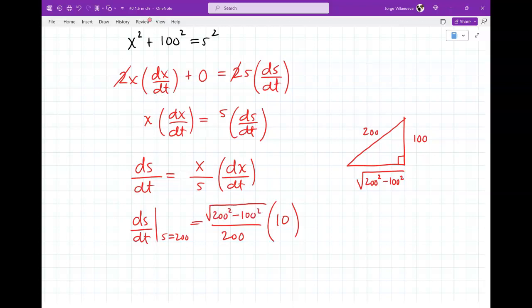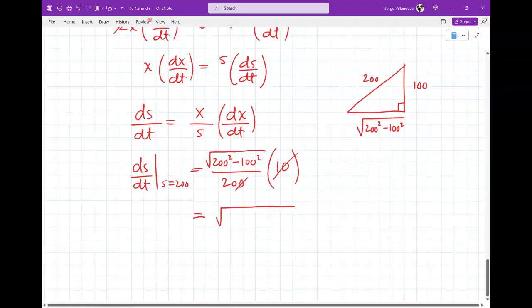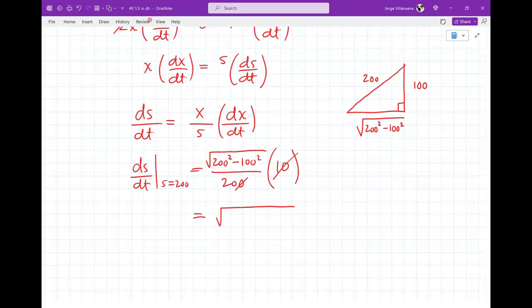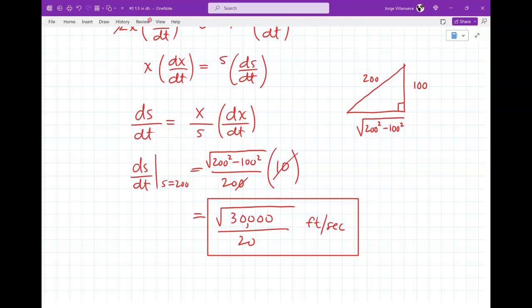200 squared minus 100 squared. Now this 10 will remove one of these, so that's, what is that? 40,000, right? 40,000 minus 10,000, that's 30,000 over 20. And I don't know what that is, but s is in feet and time is in seconds. So it's whatever that is. I think I did that right. Pretty sure I did that. Are we okay with that one?